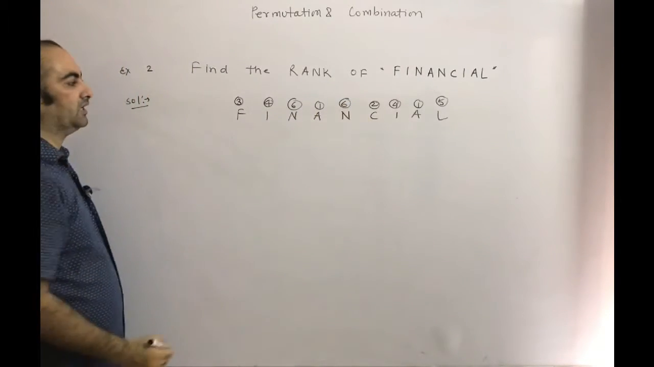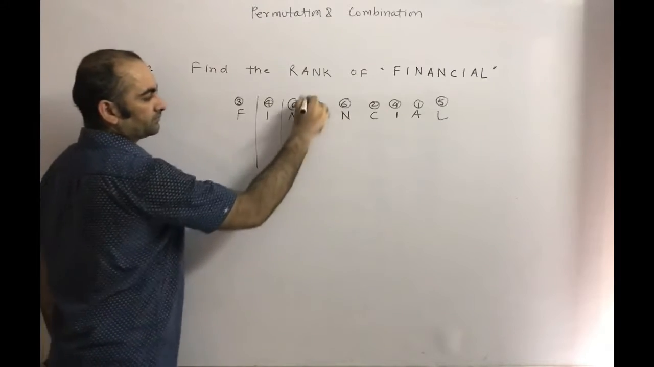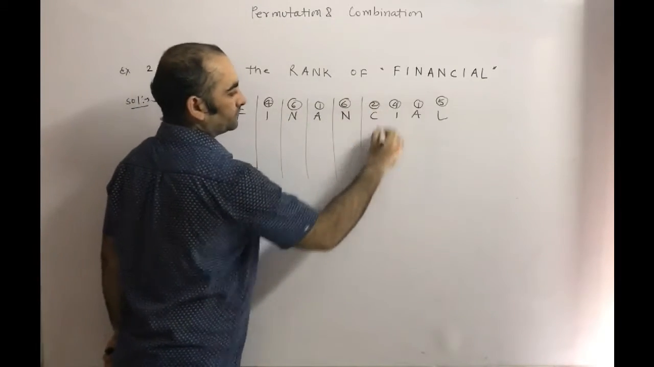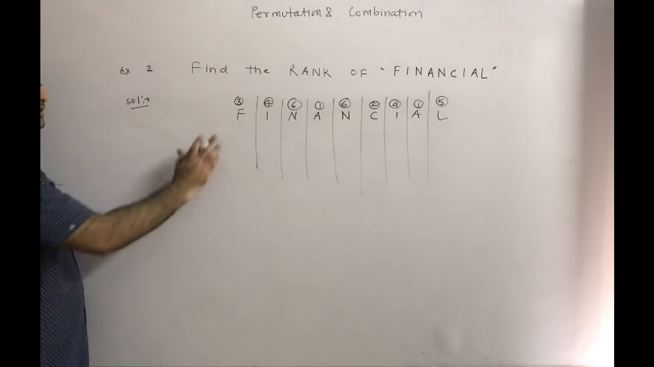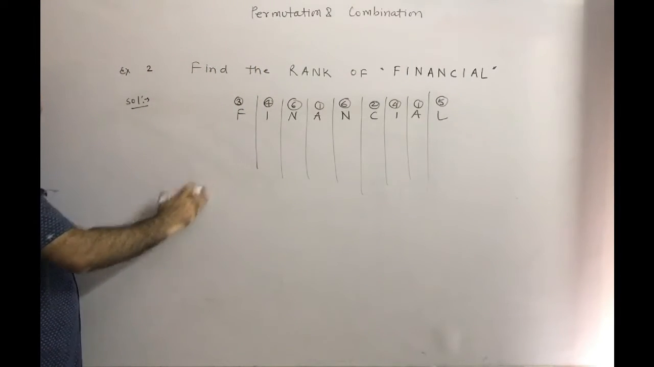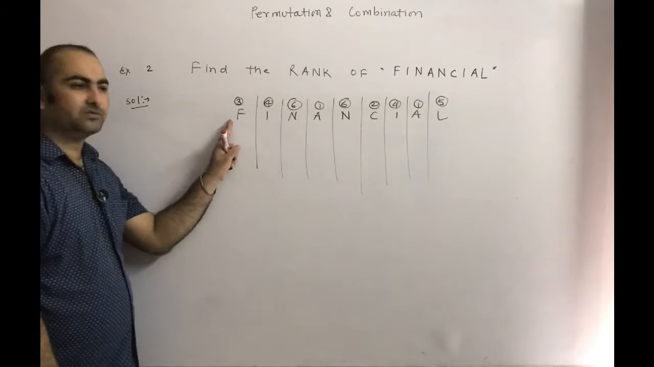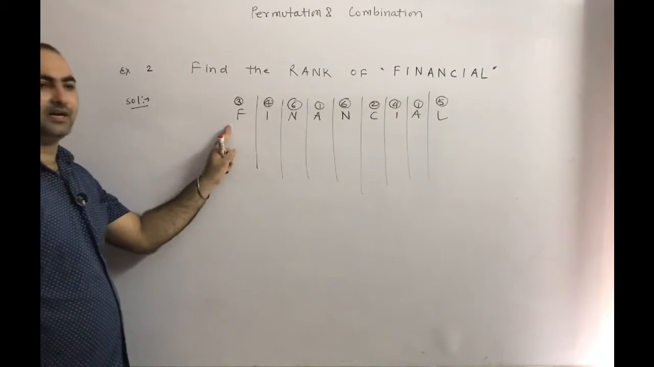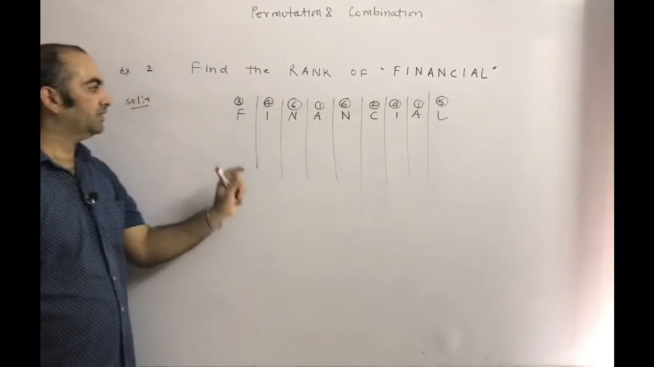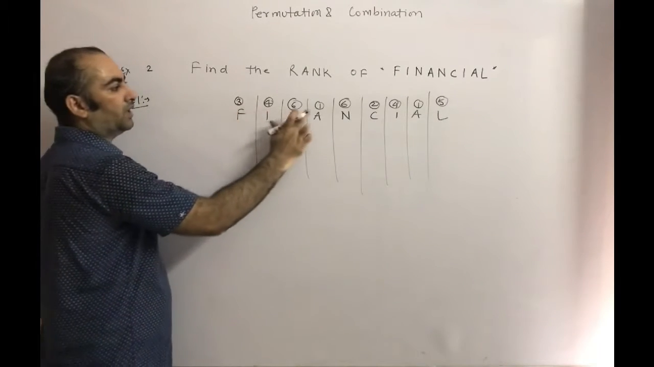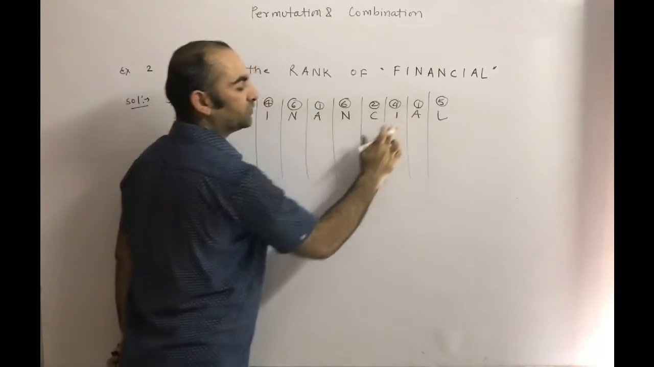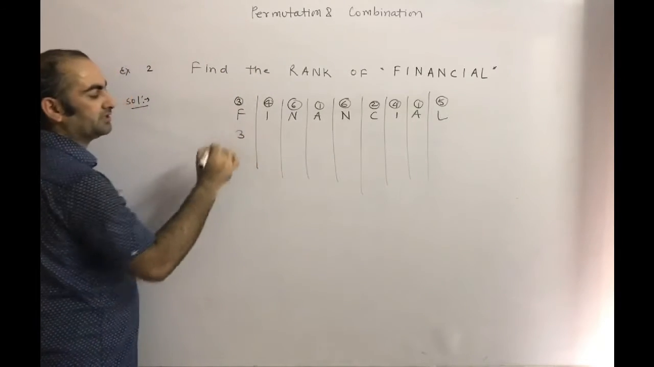Okay, now we are drawing lines. Now starting from F. F position is 3. Above F on the right hand side, how many letters are there? Position of F is 3, so above 3 how many letters are there? 1, 2, 3. So we have 3 letters. So here you have to write 3.